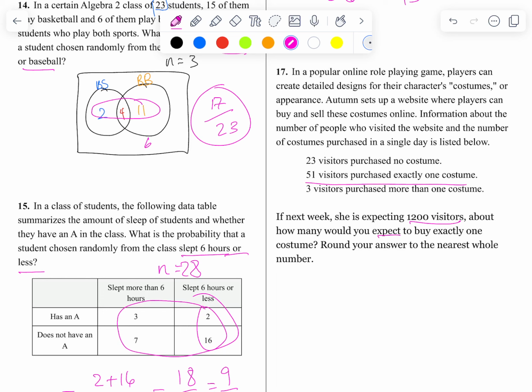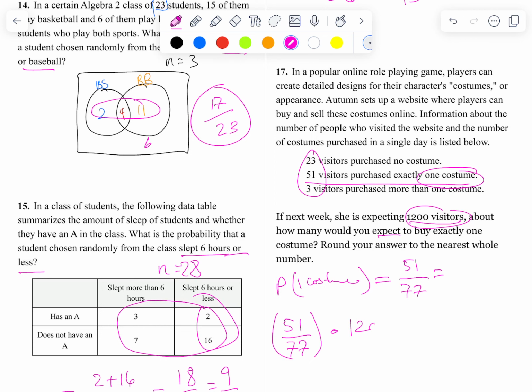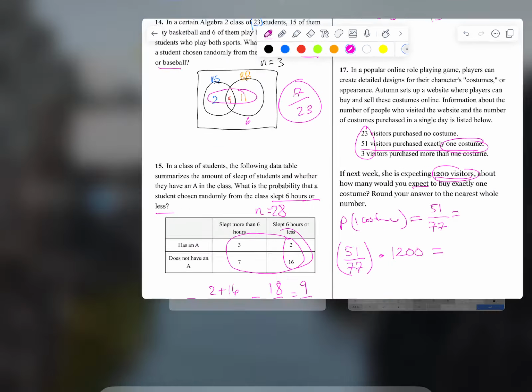So the people who bought just one costume, I'm going to look at what the probability of one costume is. So according to her experiment, there's a total of 77. Of the 77, 51 bought exactly one costume. So what I'm going to do is take my probability, which is 51 out of 77, and I can find the decimal, but I'll just leave it as a fraction, and then multiply that by 1200. And this will give me the expected amount.